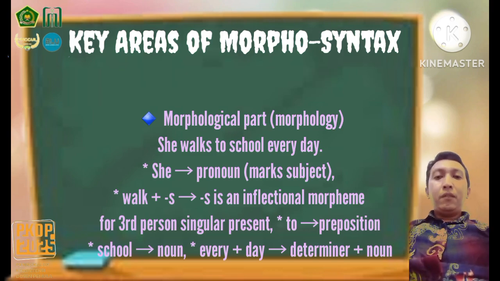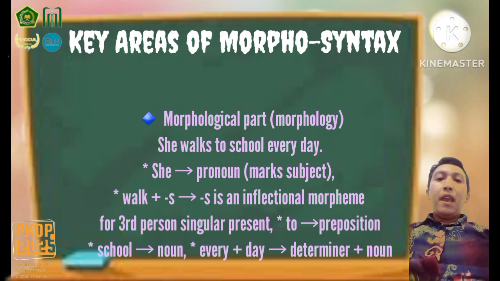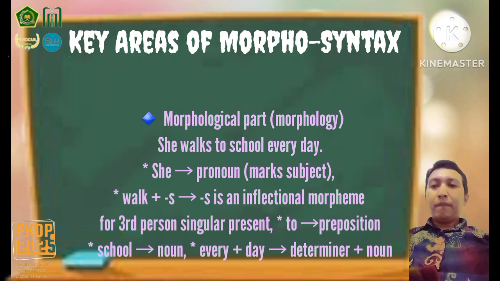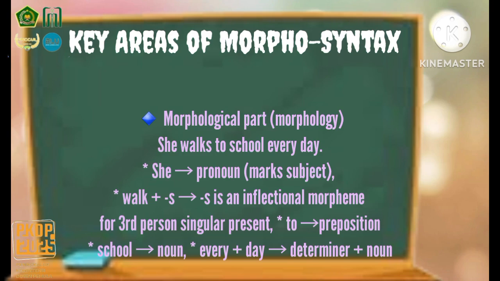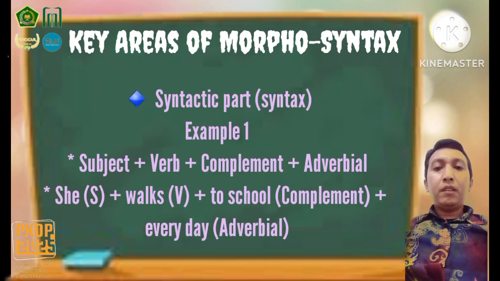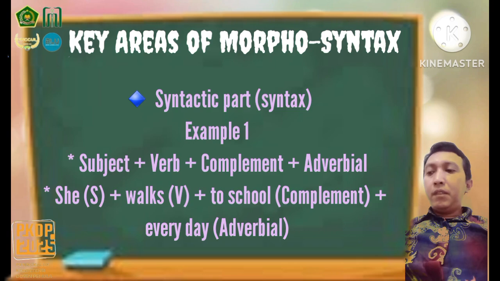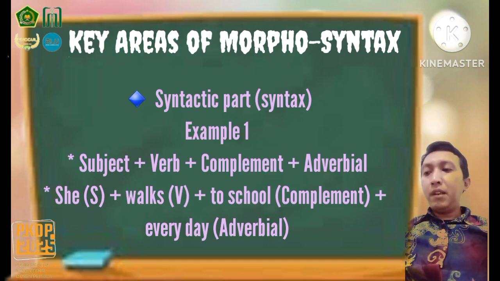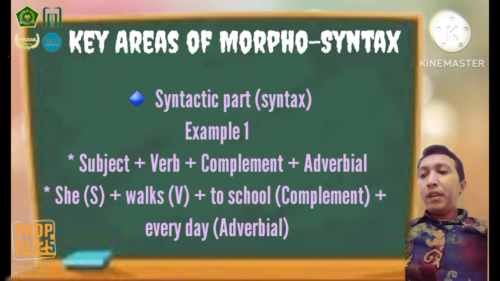And the next word, to, is a preposition in word class, and school is a noun. Every day: every in the word class is a determiner, and day is a noun. The second part of sentence construction is the syntactical part, or syntax. As the example, the pattern is subject plus verb plus complement plus adverbial. In she walks to school every day, she is the subject, walks is the verb, to school is the complement, and every day is the adverbial.